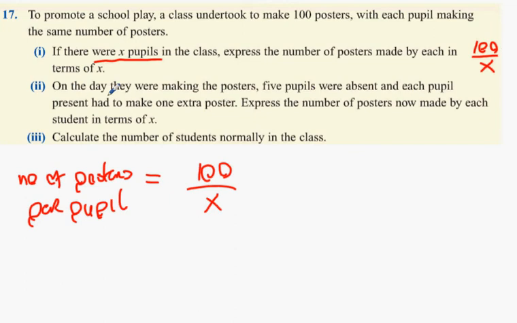Question 2. On the day they were making the posters, 5 pupils were absent. There was X pupils. What's 5 smaller than that? X minus 5. So it's now 100 divided by x minus 5. Now, here's a question. This is a really, really important question, okay?